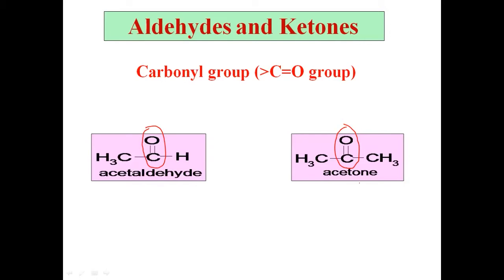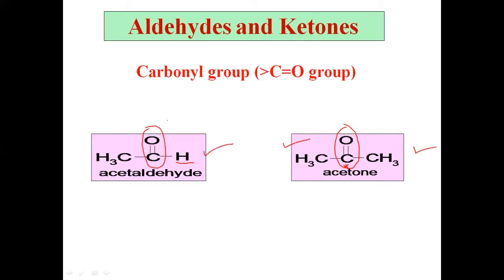Now both aldehyde as well as ketone have the C double bond O group, the carbonyl group. But what is the basic difference between aldehyde and ketone? In a ketone, the carbonyl carbon is attached from both sides to carbon. Here in the example acetone, the carbonyl carbon is attached from both sides to carbon. Therefore, it is called ketone. While in the case of aldehyde, the carbonyl group should be attached to at least one hydrogen atom.